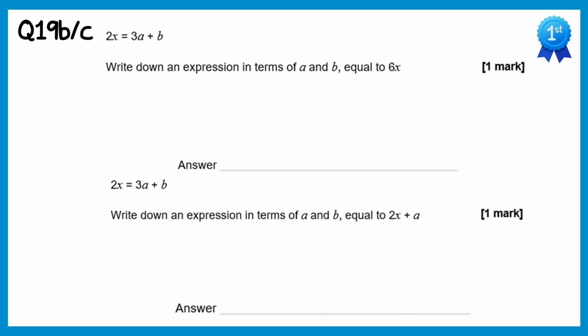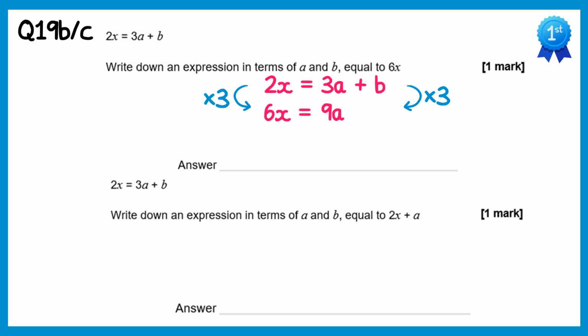In this question, we're told that 2x equals 3a plus b, and we need to find an expression that's equal to 6x. To get from 2x to 6x, you multiply by 3, so we just need 3 lots of 3a plus b. 3 lots of 3a is 9a, and 3 lots of b is 3b. So 6x is equal to 9a plus 3b, so the answer is 9a plus 3b.